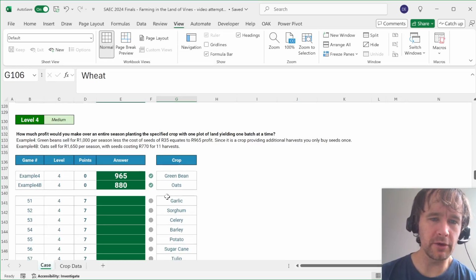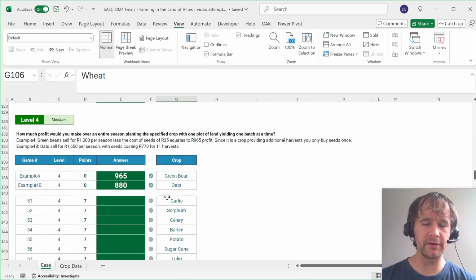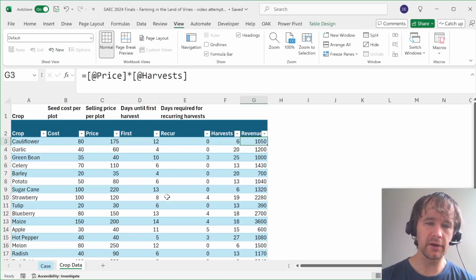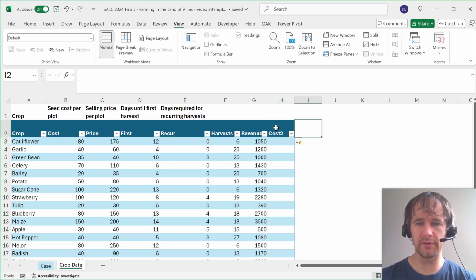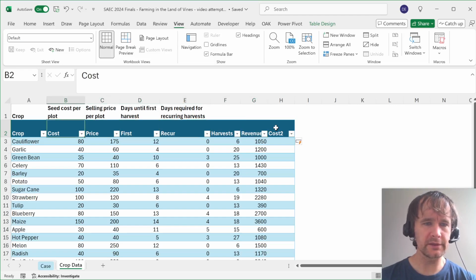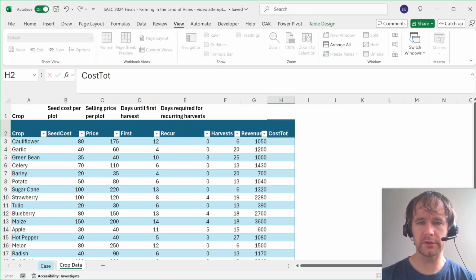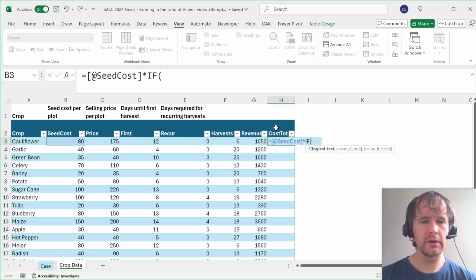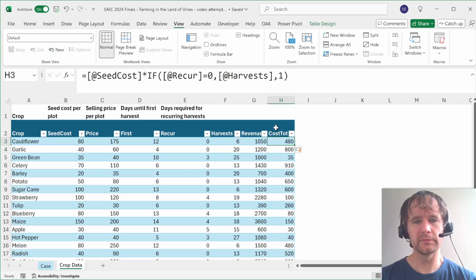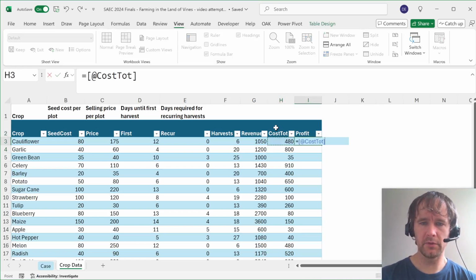Okay, so how much profit would you make over an entire season planting the specified crop with one plot of land and yielding one batch at a time? So the only subtlety here is you got to pay for your seeds once if you have a recurring crop. You got to pay for them every harvest if you have a non-recurring crop. So I'll just do cost and profit separately. Oh, see, no, that's not smart. I'll call that seed cost. I'll call this cost. So the cost is going to be seed cost times if recur equals 0, then number of harvests, otherwise 1. And then profit will be revenue minus costs.